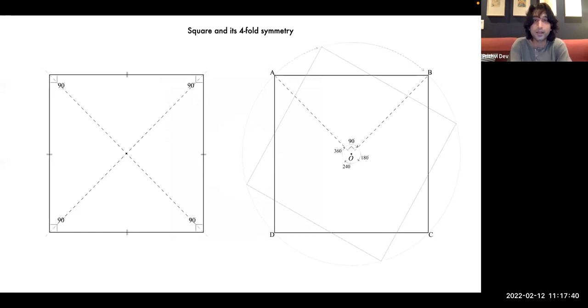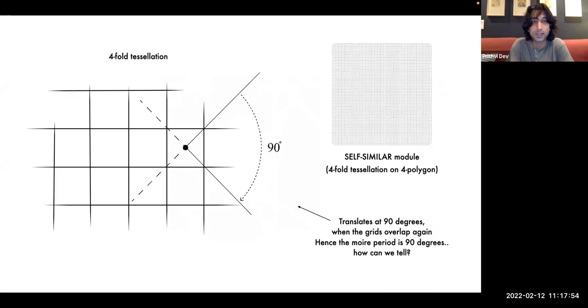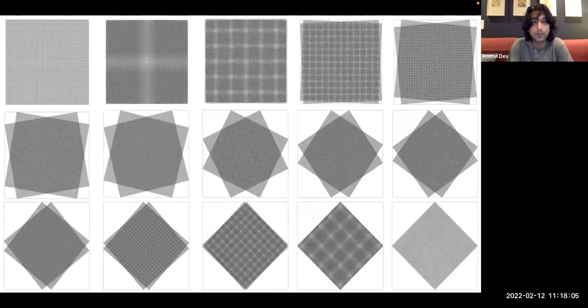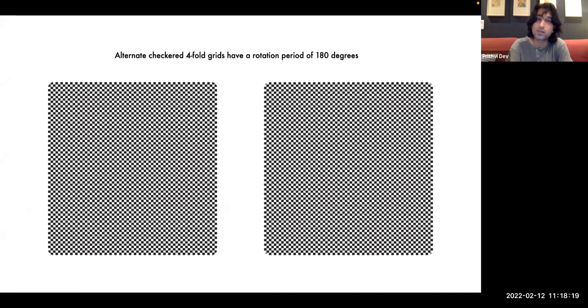Okay, anyway, moving on to the square and its fourfold symmetry. If you rotate a square through 360 degrees, you get 4 instances of symmetry. So the square translates 4 times, and therefore the fourfold polygon has fourfold symmetry. And that is true for the fourfold tessellation as well. And here we have a self-similar wireframe module of the fourfold gon, I guess. And to see the interference of that, the moire period of squares is also 90 degrees in the square tessellation. And what happens when one uses alternate checkered?